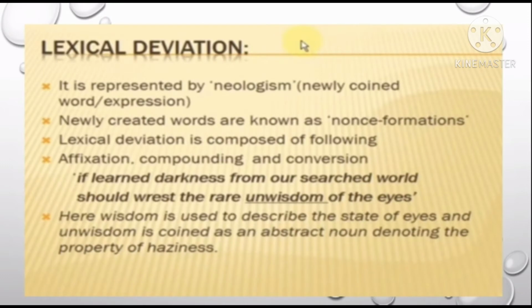Lexical deviation is represented by neologism, or the newly coined word or expression. These are newly created words, known as new word formation. Lexical deviation is composed of affixation, compounding, and conversion. For example: "if learned darkness from our search world should rest the rare unwisdom of the eyes." Here, wisdom is used to describe the state of eyes, and unwisdom is coined as the abstract noun denoting the process or the property of happiness.